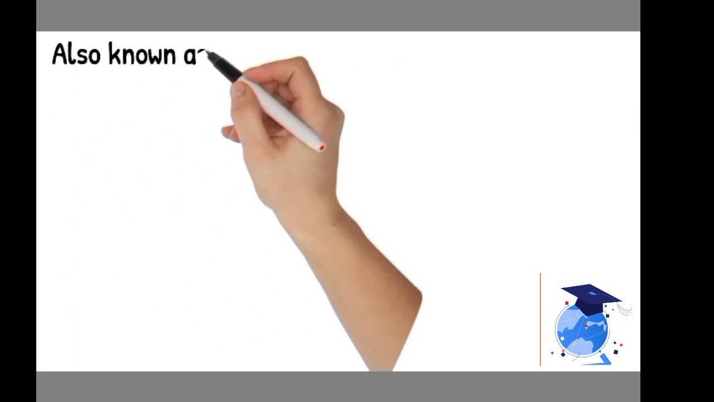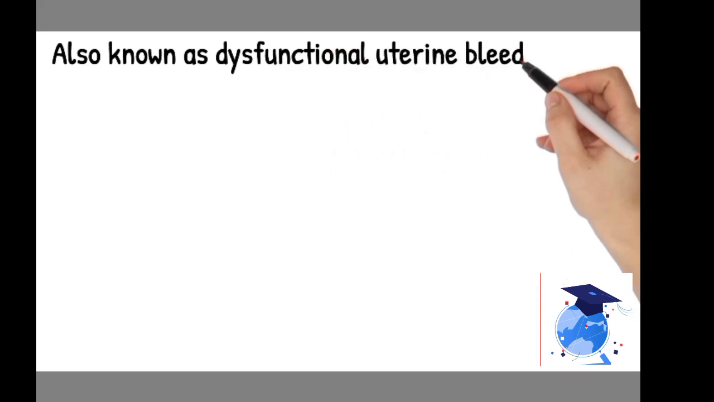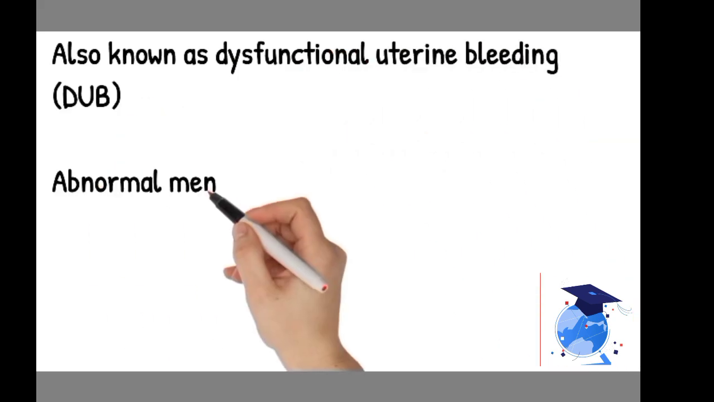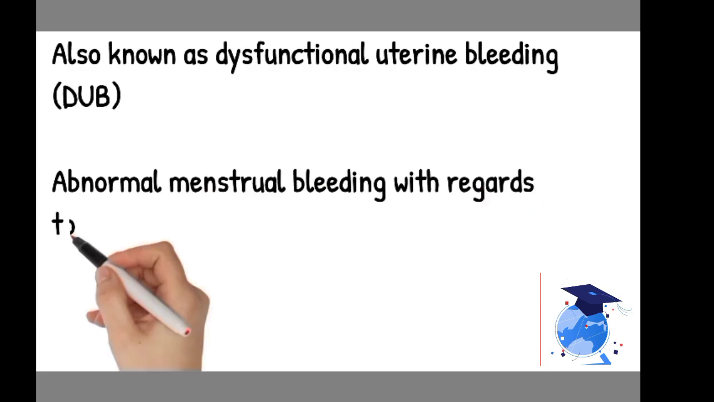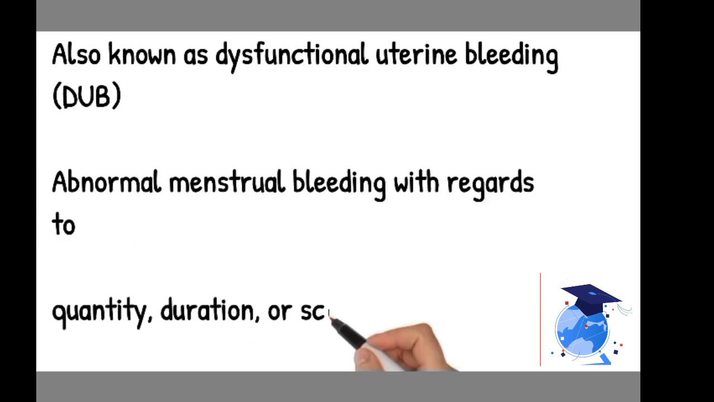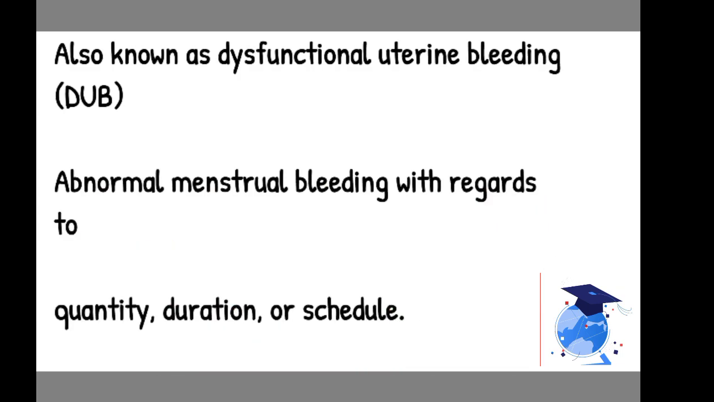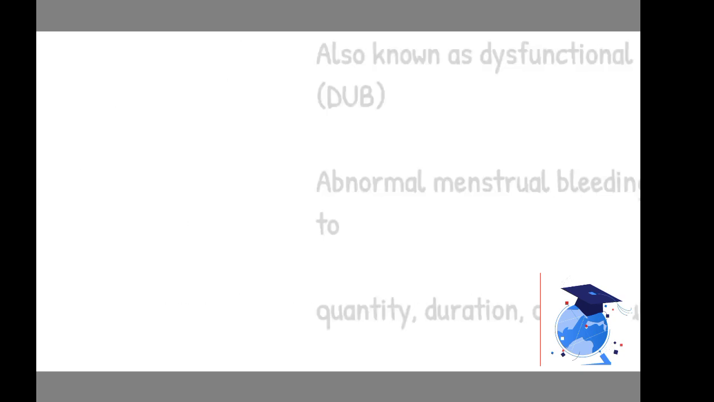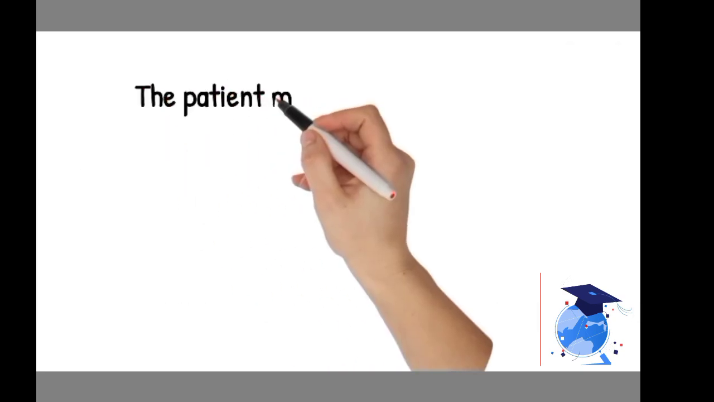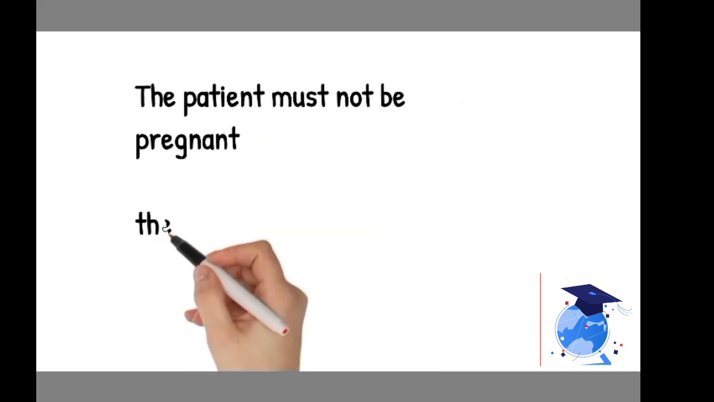As a general summary, remember that this is also known as dysfunctional uterine bleeding, or DUB, and it refers to abnormal menstrual bleeding with regards to quantity, duration, or schedule. Also remember that the patient must not be pregnant. Therefore, pregnancy must be ruled out.